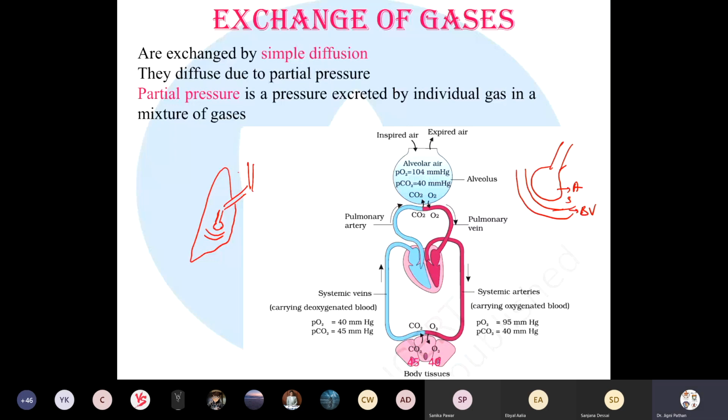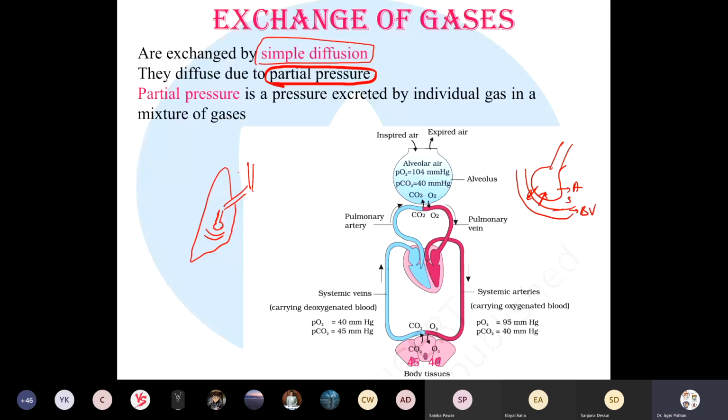So here, what happened? This exchange that takes place from here to here is by simple diffusion. So now we are studying this part. How does this exchange take place? It takes place by simple diffusion. How do you think the exchange takes place? The exchange takes place due to partial pressure.